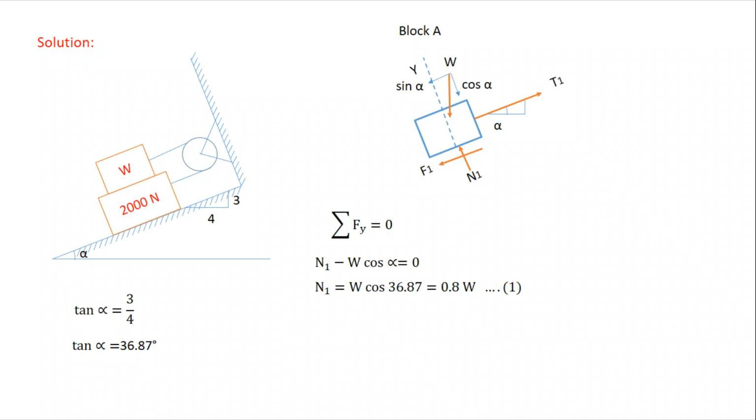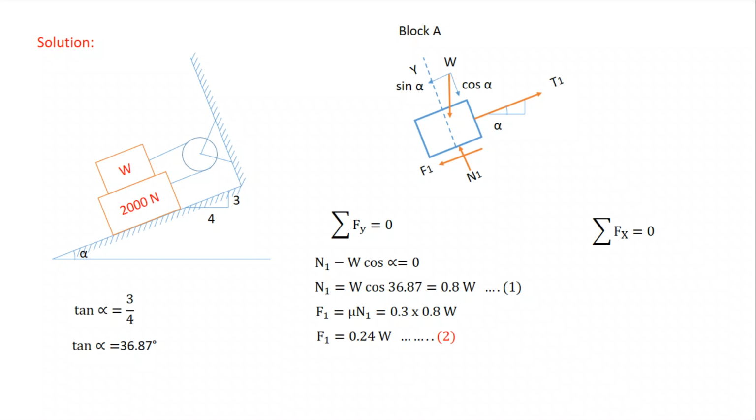Put the value of alpha and simplify it. N1 is 0.8 W. Then we have the relation: mu is equal to frictional force upon normal. Mu is the coefficient of friction. So again simplify it, F1 is equal to mu into N1. N1 we have already calculated, that is 0.8 W. So mu is 0.3 for the surfaces, 0.3 into 0.8 is equal to 0.24 W. So this is equation number 2.